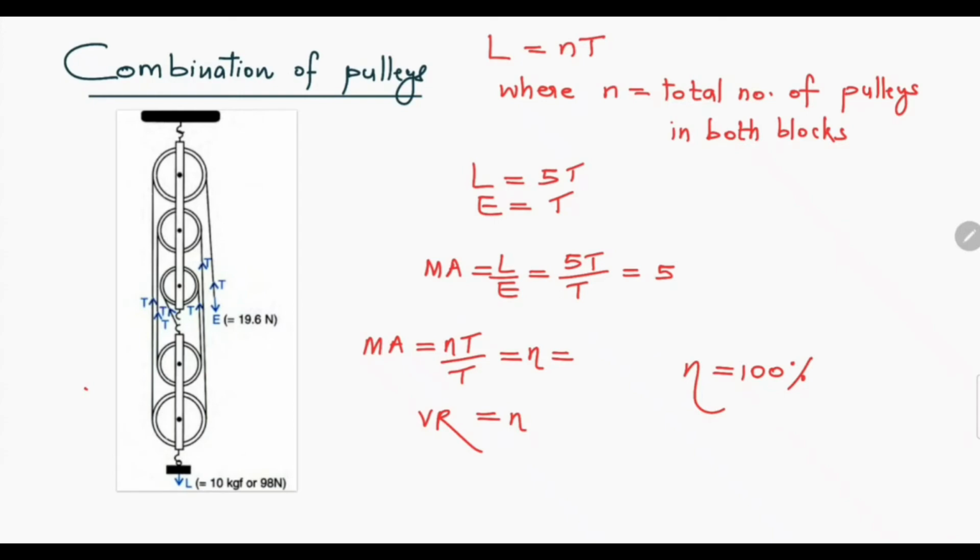We can straight away write it as 5. By the other method, as I showed you, MA is equal to N, and velocity ratio is equal to N. N is the total number of pulleys in both the blocks. So 5, velocity ratio is also equal to 5. Hence, efficiency is 100%.